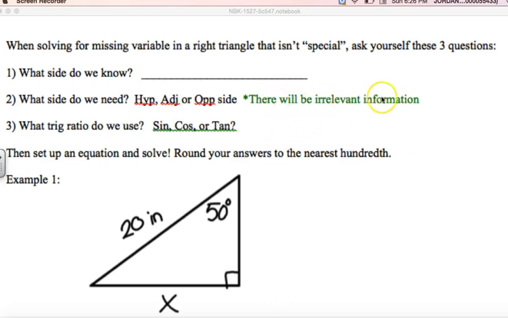Okay, and again, there will be irrelevant information. They're going to give you things you don't really need. Okay, then once you identify those two things, you can answer the third question, which trig ratio do we use? Okay, so you'll base that off of which sides you have using SOHCAHTOA. Alright, so then you can set the equation and solve, and we're going to round our answers to the nearest hundredth.